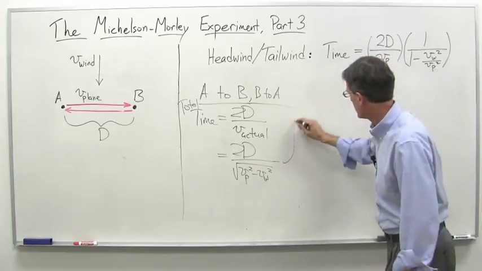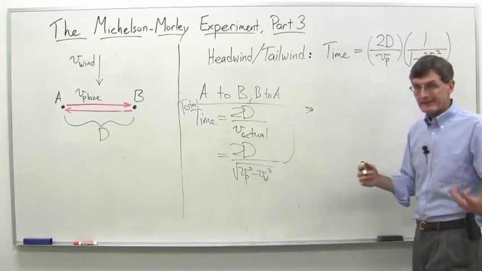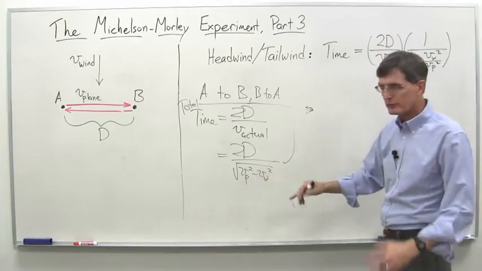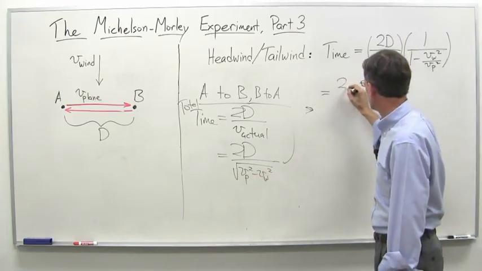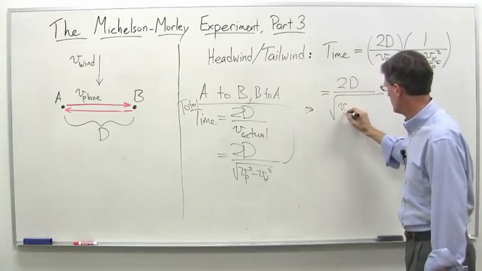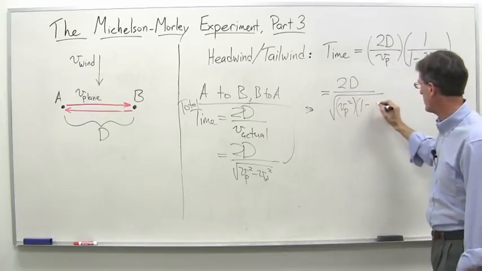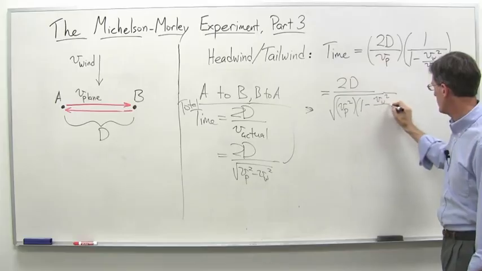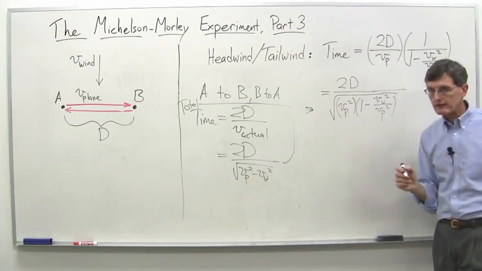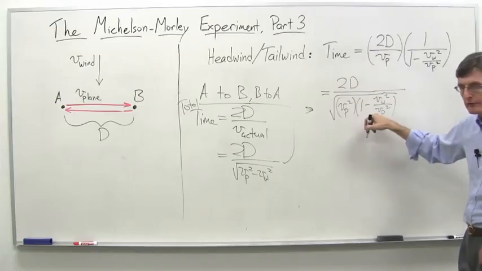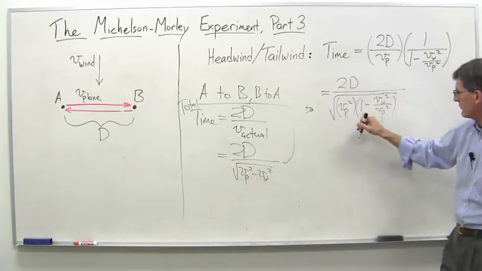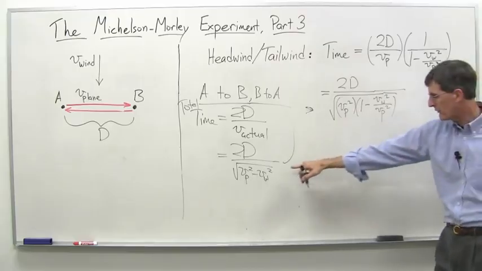So let's do our little mathematical technique here. We're going to factor out a Vp squared from here. And we'll do it step by step so we can see what we're doing. So this equals 2d over the square root of Vp squared times 1 minus Vw squared over Vp squared. That was a little technique, a trick we reviewed in the earlier video clip, part 1 of this. I just factor out a Vp squared from each term. So it's Vp squared times 1, Vp squared times that. So that's equivalent to that.